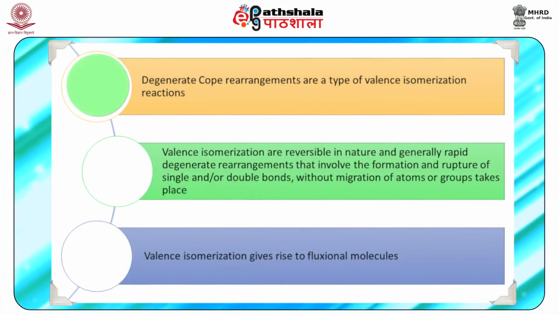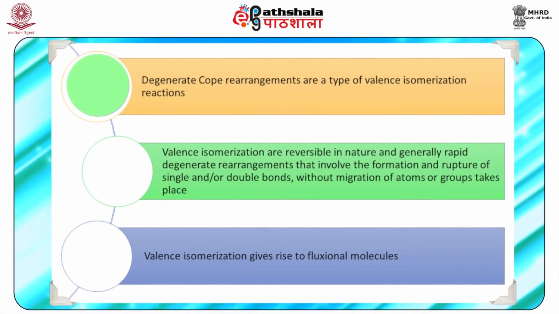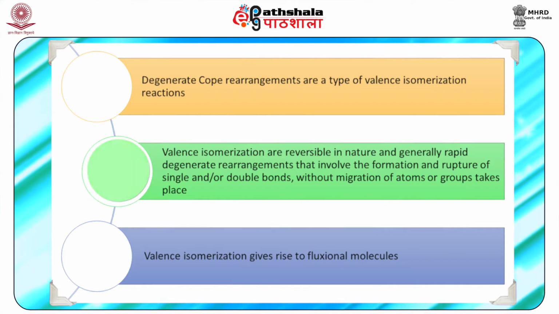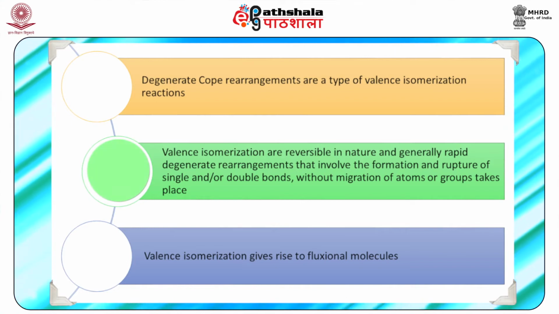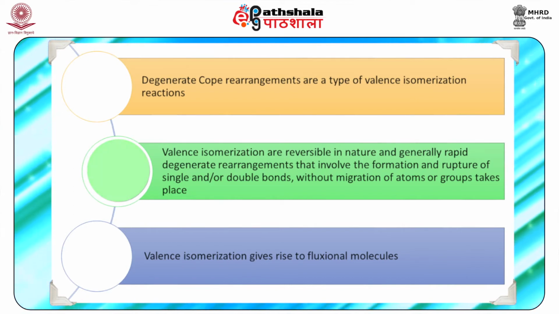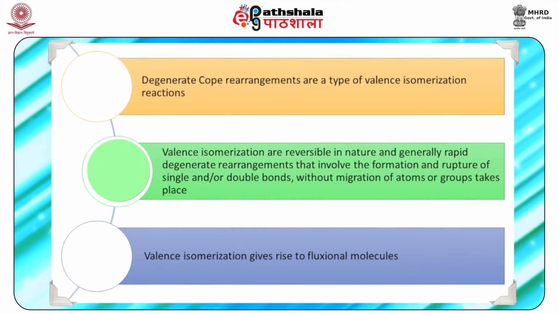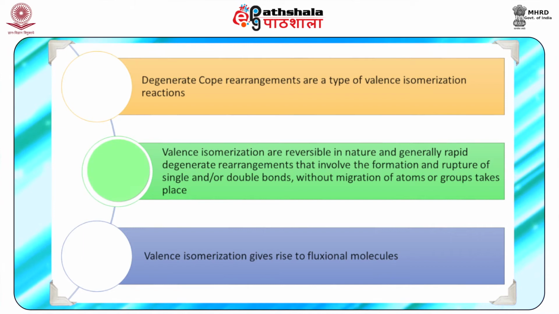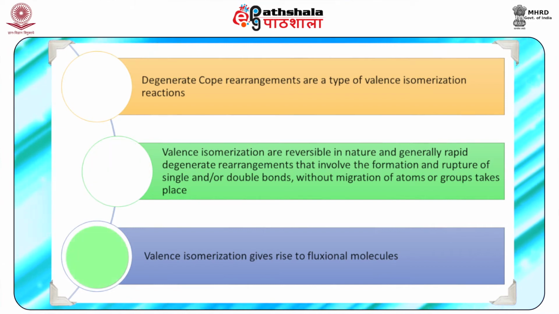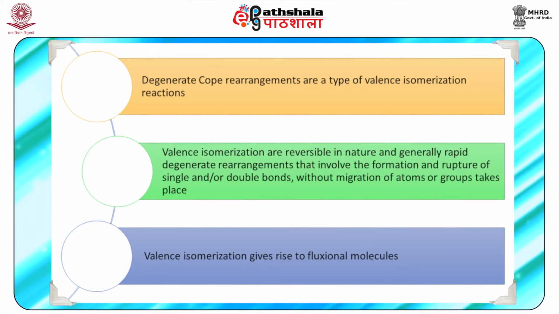Degenerate Cope rearrangements are a type of valence isomerization reactions. Valence isomerizations are reversible in nature and generally rapid degenerate rearrangements that involve the formation and rupture of single and/or double bonds without migration of atoms or groups taking place. Valence isomerization gives rise to fluxional molecules.